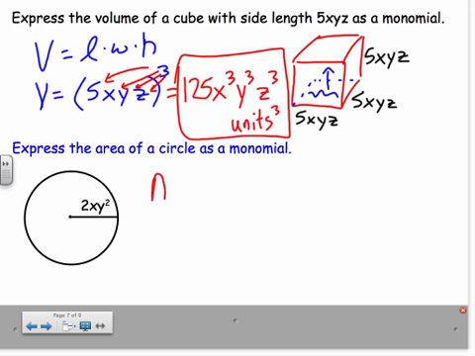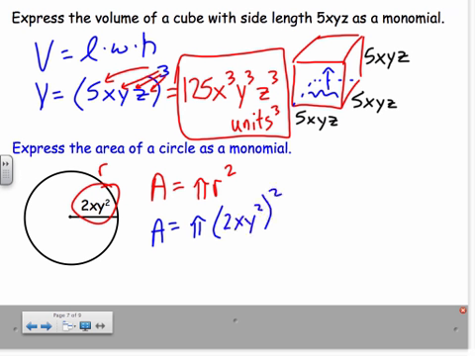But if you remember, the area of a circle is area equals pi r squared, right? Pi times the radius squared. And if we look, it gave us our radius right here, correct? Remember, radius is half the distance across the circle, from the center to any side of the circle. And all we're going to do is plug that in for r. So area equals pi, better put this in parentheses, 2xy to the second.